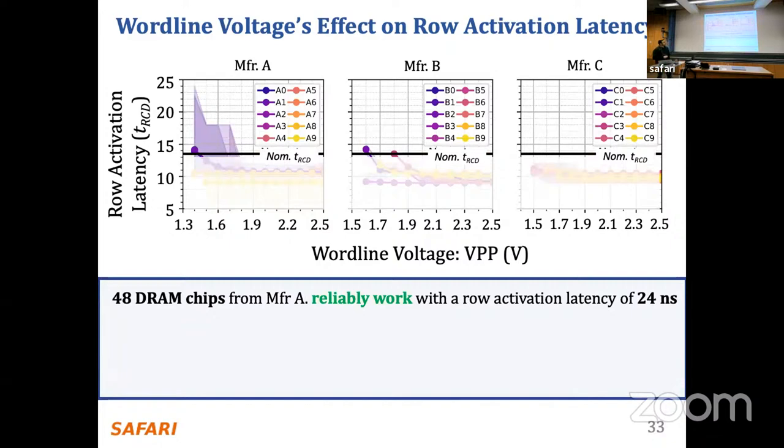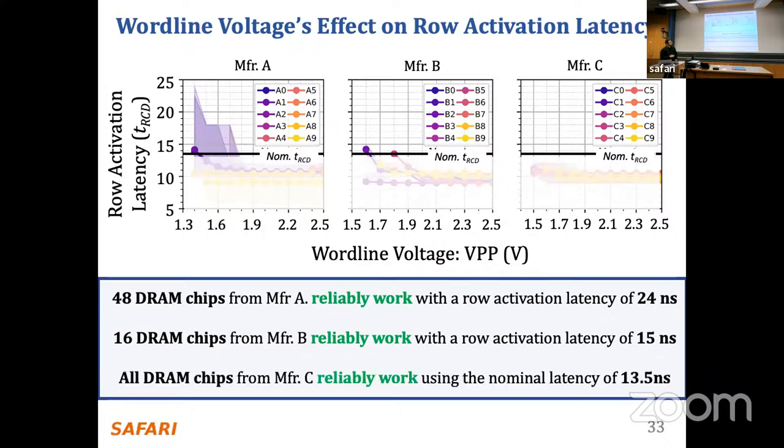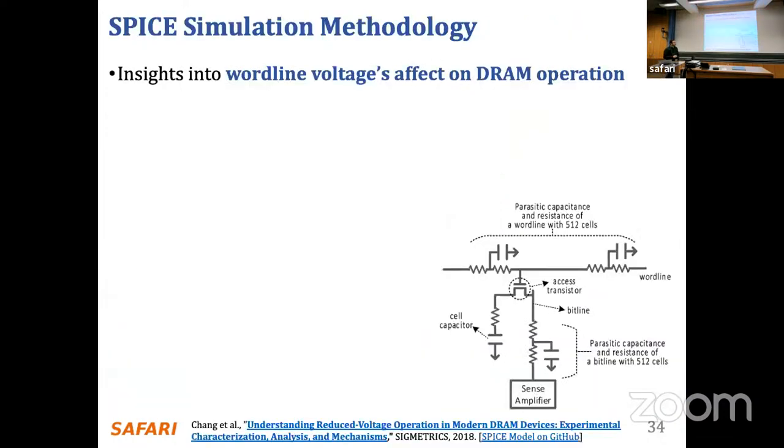We observed that 48 DRAM chips from manufacturer A reliably work with a row activation latency of 24 nanoseconds instead of 13, 14 here. So you can increase the row activation latency for only these DRAM chips. If you look at manufacturer B, there are also 16 DRAM chips, and they work with a slightly higher row activation latency. And it's important to note that for manufacturer C, SK Hynix, all the tested chips actually reliably work using the nominal row activation latency.